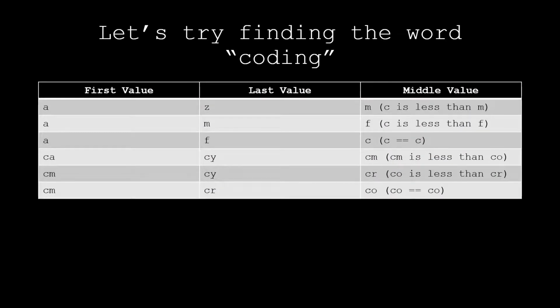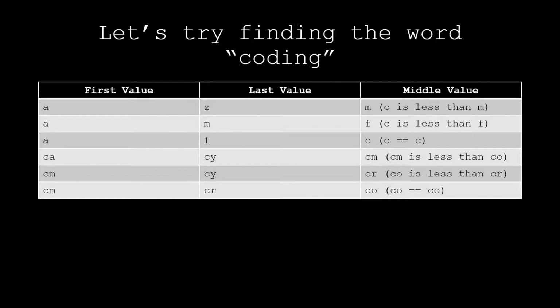So let's try to find the word coding using the binary search. We know that the word can be from the beginning of the book to the end of the book, because we haven't started searching yet. So we're going to say that the first value is A and the last value is Z. Then we're going to find the middle value, and that is M. And we say C comes before M. So that means that our word is in the beginning part of the dictionary. It's in that A through M section. It's not in the M through Z section. So we can ignore that for the rest of the process.